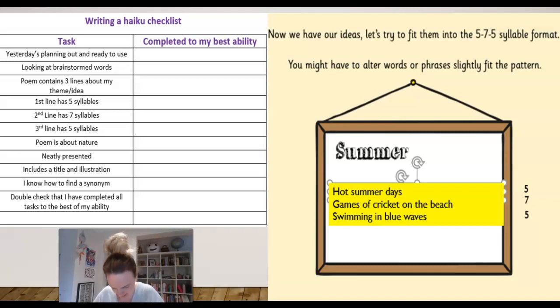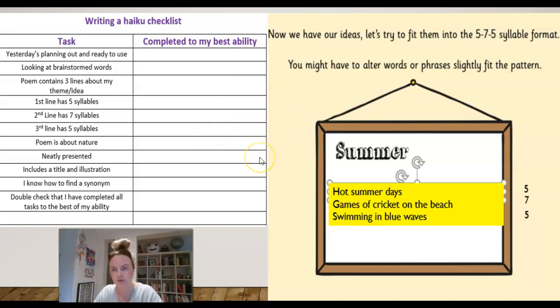Scorching. S-C-O-R-C-H-I-N-G. So let's check now that the first line has got 5 syllables. Scorching summer days. Yes. So now we can tick off that our first line has 5 syllables. Awesome. So scorching summer days, games of cricket on the beach, swimming in blue waves. So now we have written another poem about summer. Is my poem about nature? Yes, I can give it a tick.